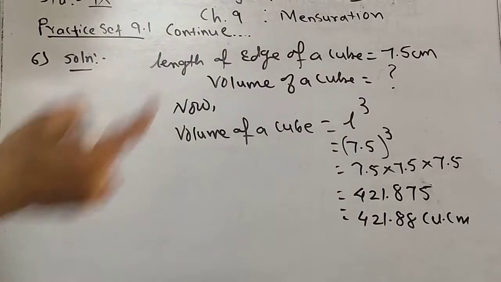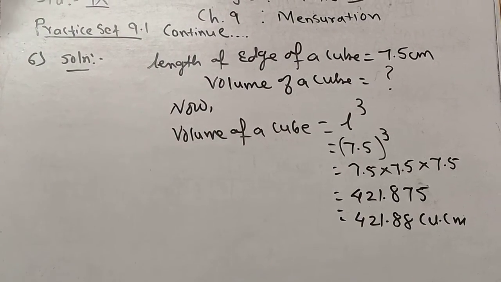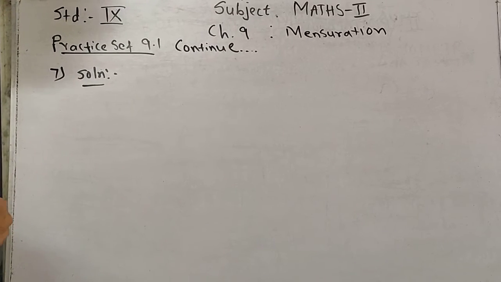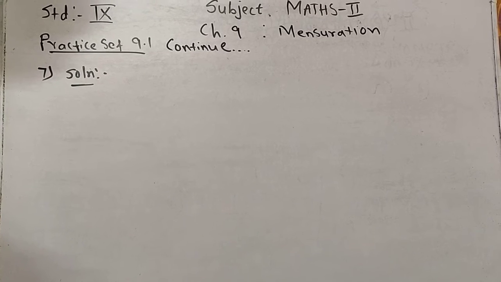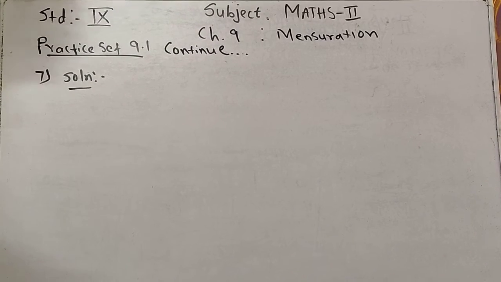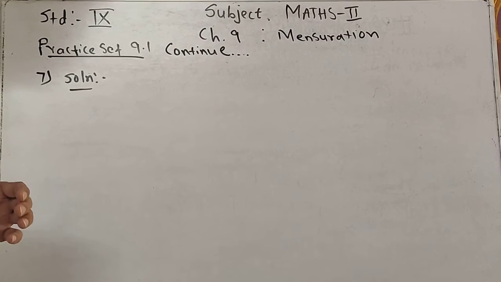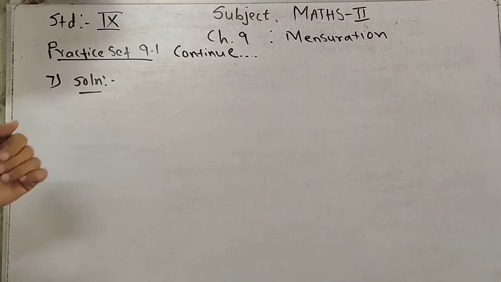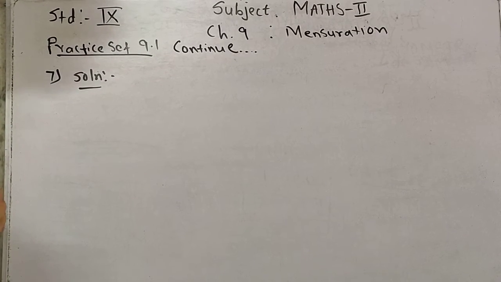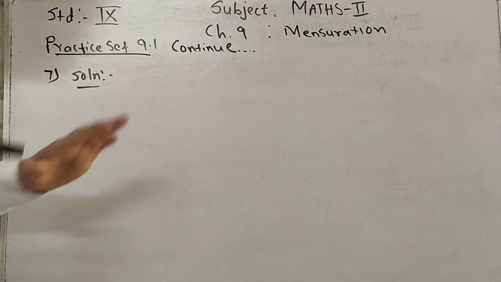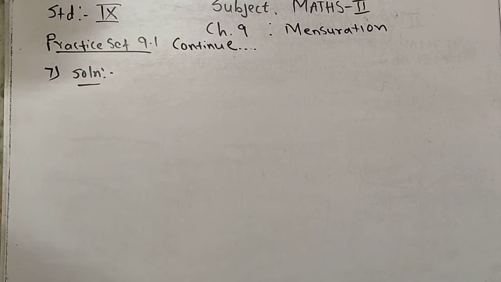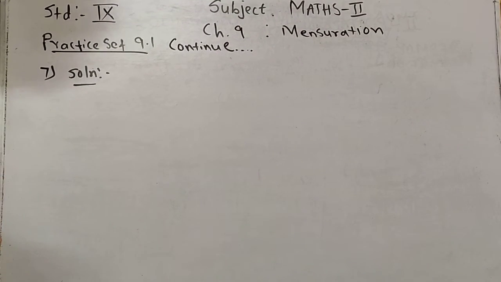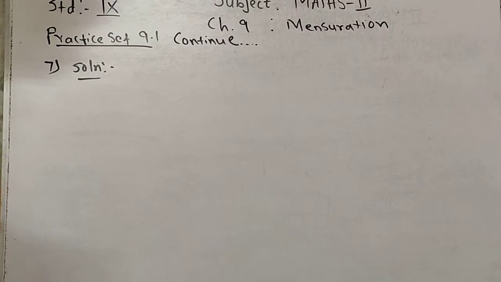See, very easily you got the answer of the sixth one. Okay, now come to sum number 7, practice set 9.1. Sum number 7 is: radius of the base of a cylinder is 20 centimeter. Radius of the base of a cylinder, you know that object. Its height is 13 centimeter. There is no need to draw the diagram. Find its curved surface area and total surface area. Pi value is given 3.14.